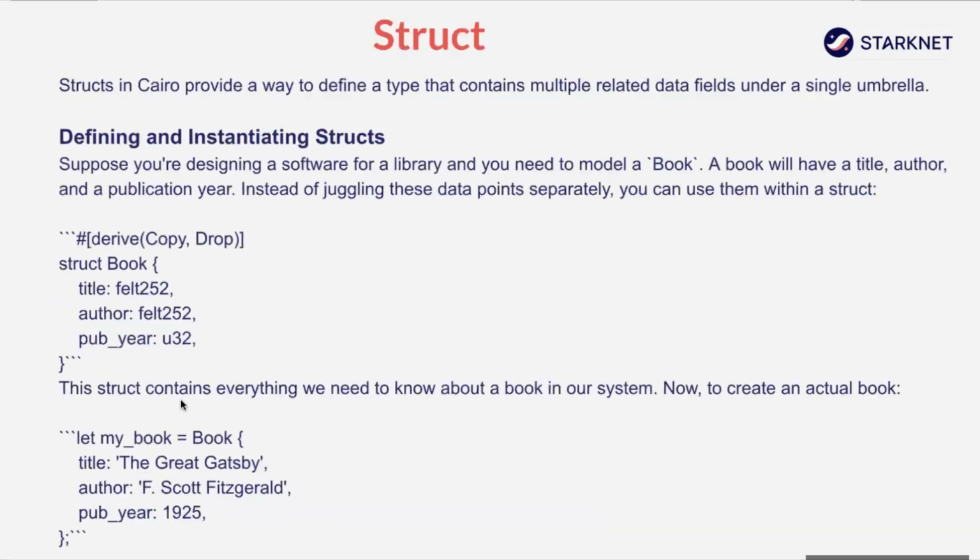Now, structs. A struct in Cairo provides a way to define a type that contains multiple related data fields under a single umbrella. Say, for instance, you're in a class, and your lecturer wants to get your record: your name, your matric number, your age, and all of that.